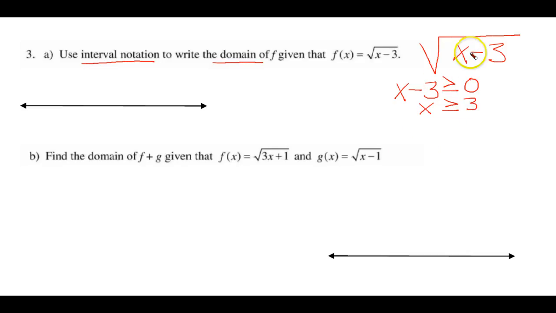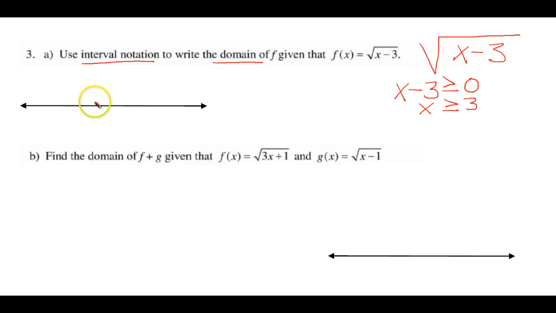Now, if x were 2, let's say, 2 minus 3 would make under the radical sign a negative 1. Well, real numbers, you can't have a negative value under the radical sign. Those numbers are not real numbers. So, again, we're saying the lowest it could possibly be is 0, which is what we've set up. x minus 3 is greater or equal to 0. And that gives us this as an answer.